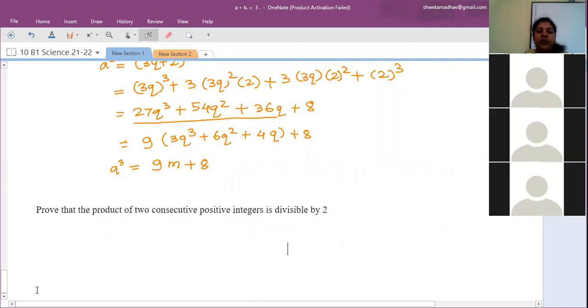Now next is product. Prove that the product of two consecutive positive integers is always divisible by 2. Now we know, take any two consecutive numbers, 50, 51. The product is divisible.